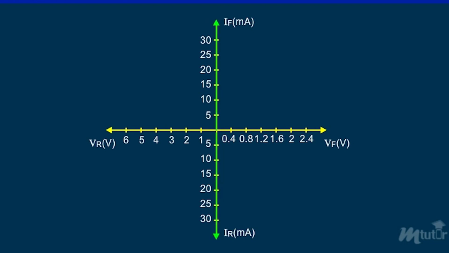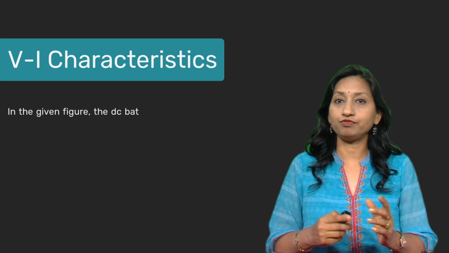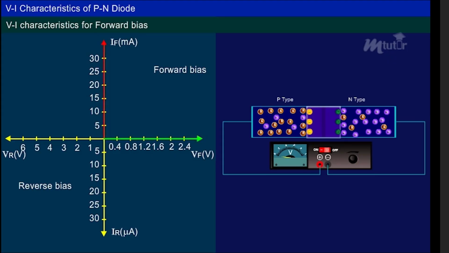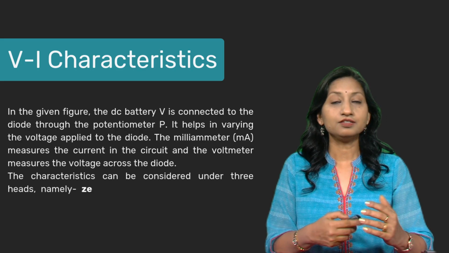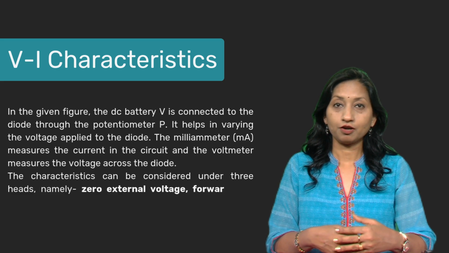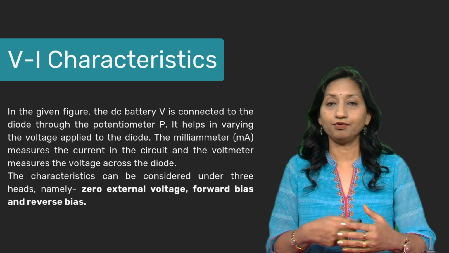In the given figure, the DC battery V is connected to the diode through the potentiometer P. It helps in varying the voltage applied to the diode. The milliammeter, symbolized as mA, measures the current in the circuit, and the voltmeter measures the voltage across the diode. The characteristics can be considered under three heads, namely zero external voltage, forward bias, and reverse bias.